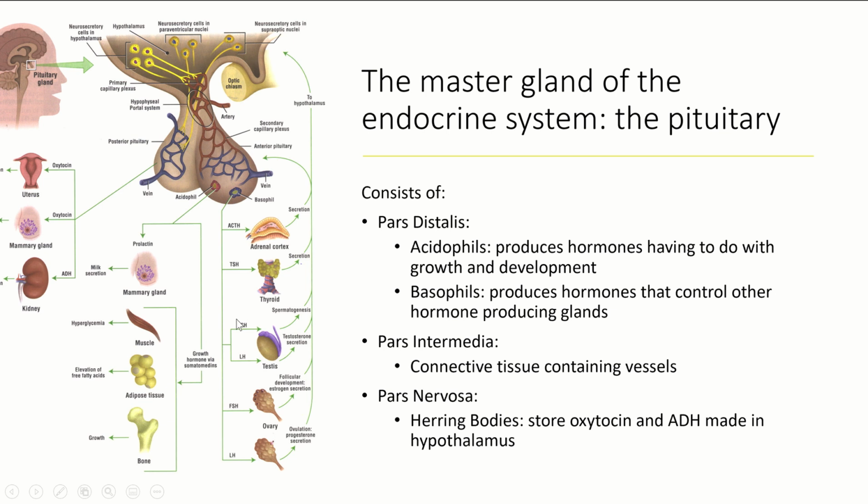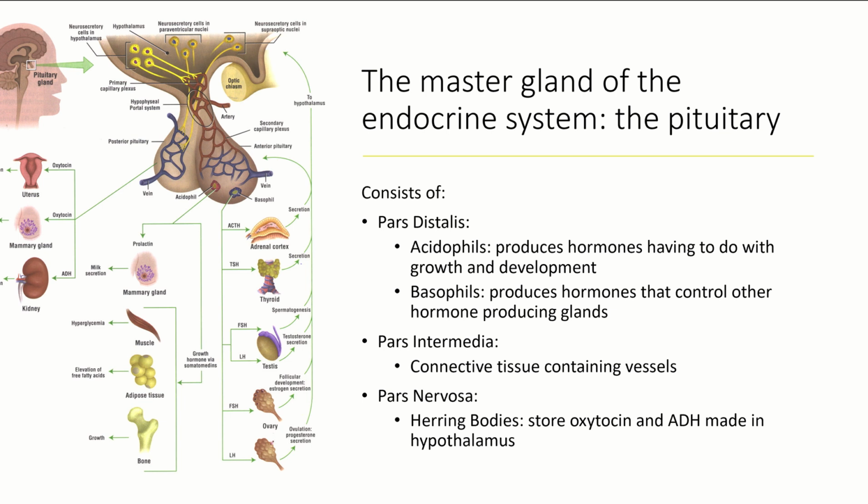It's going to produce follicle stimulating hormone, FSH, and luteinizing hormone, LH, and those are going to have effects on the gonads, so the testes and the ovary, yet another endocrine gland. So basophils are kind of like the base of the endocrine system.